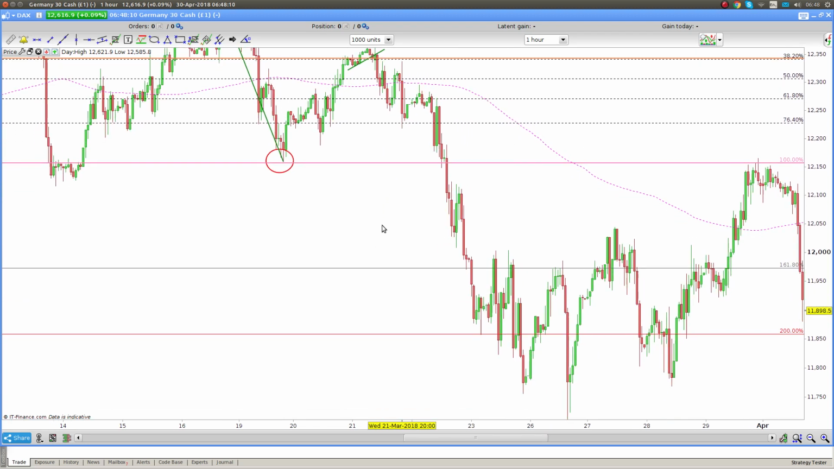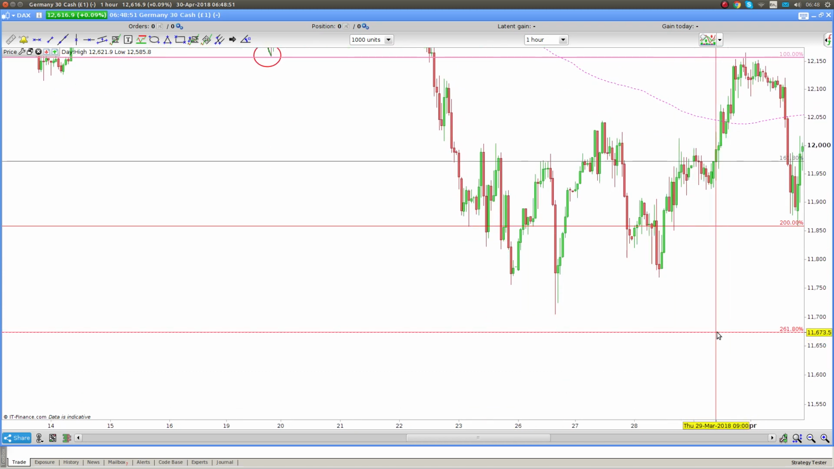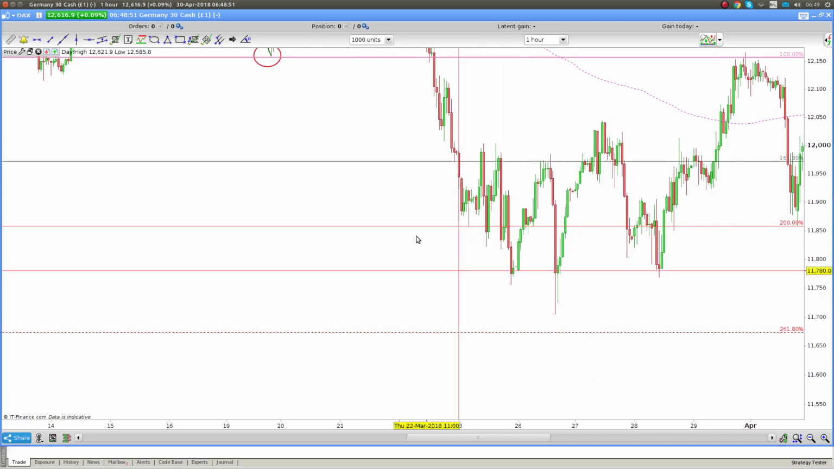Or I focus on the Fibonacci, which is what I like to do. And you can see the 161. There was some profit taking. We then hit the 200, and we fell short of the 261.8 over here.